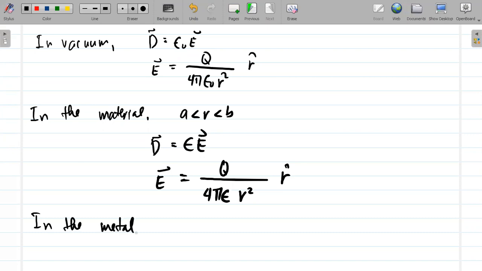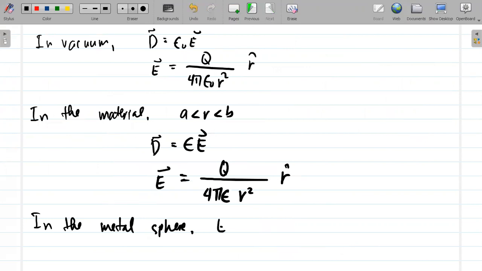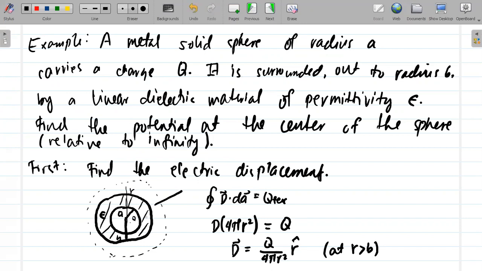Now, class, in the metal sphere, ano ang electric field natin? Dito sa metal sphere sa loob. Anyone? Wala. Yes, wala. 'Di ba? Kasi charges reside on the surface kapag conductor yung material mo. So, electric field is 0. Ayan. So, meron na tayong electric field for the 3 regions. Dun sa vacuum sa labas, eto, yung sa material, tapos yung sa loob.